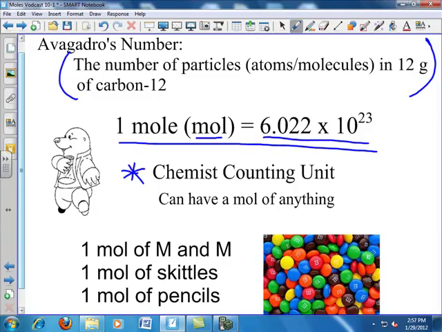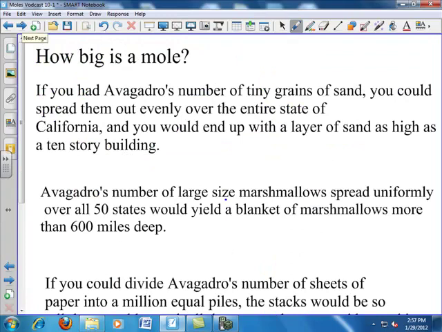Something else to keep in mind is that when we say Avogadro's number, Avogadro's number is also 1 mole. Those terms are synonymous. They're all interchangeable. Now, how big is a mole? These are some definitions just to give you an idea of how big a mole really is. I'm going to let you read them on your own. So if you need more time to read, go ahead and pause the VodCast, but do take a moment to read them.